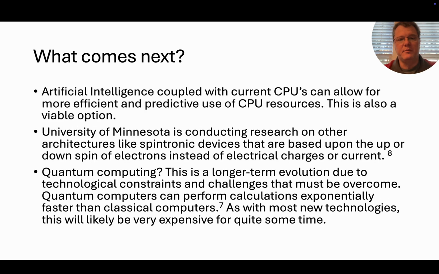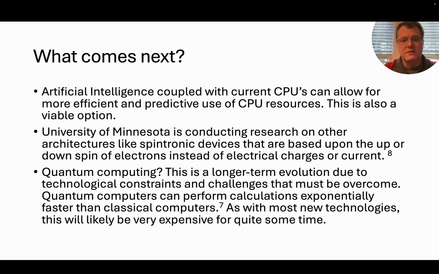You also have the potential use of artificial intelligence coupled with current CPUs that can allow for more efficient and predictive use of those CPU resources. And I think all three of those are very viable options for the short-term evolution of CPUs. Again, significant increase in the number of cores, your different materials to increase efficiency and reduce heat, as well as using AI and machine learning to better use CPU resources.